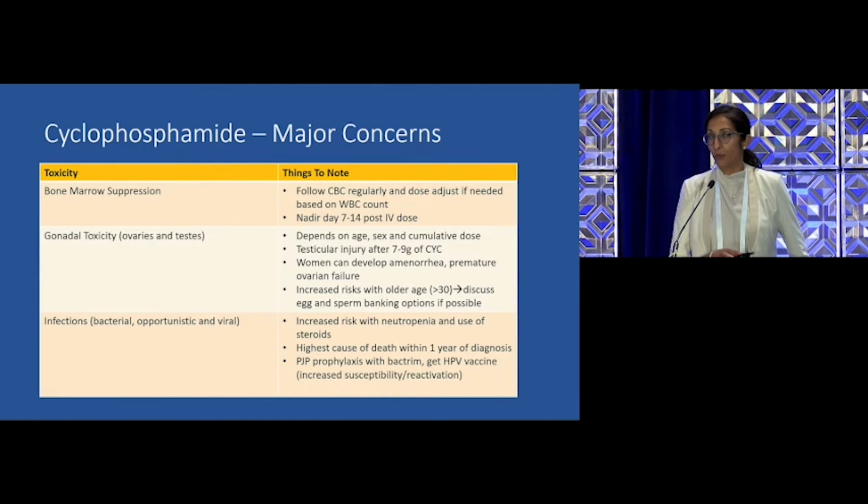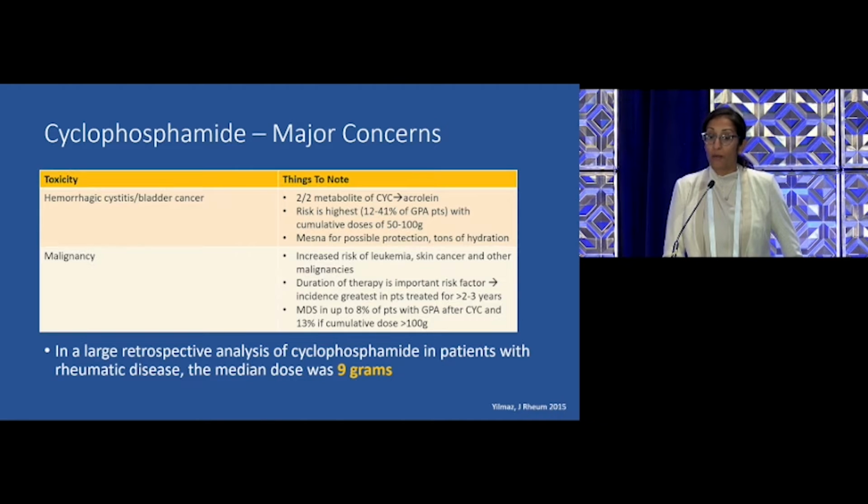I'm not going to read this. It's a very busy slide. I just wanted it here for people to have as a reference if you go back to review some of the information. But like I mentioned, some of the toxicities for Cytoxan include bone marrow suppression, gonadal toxicity, infectious risks, and you can just see more detailed information in the column on things to note, but I won't read through all that. And then other things include hemorrhagic cystitis or bladder cancer, and malignancy.